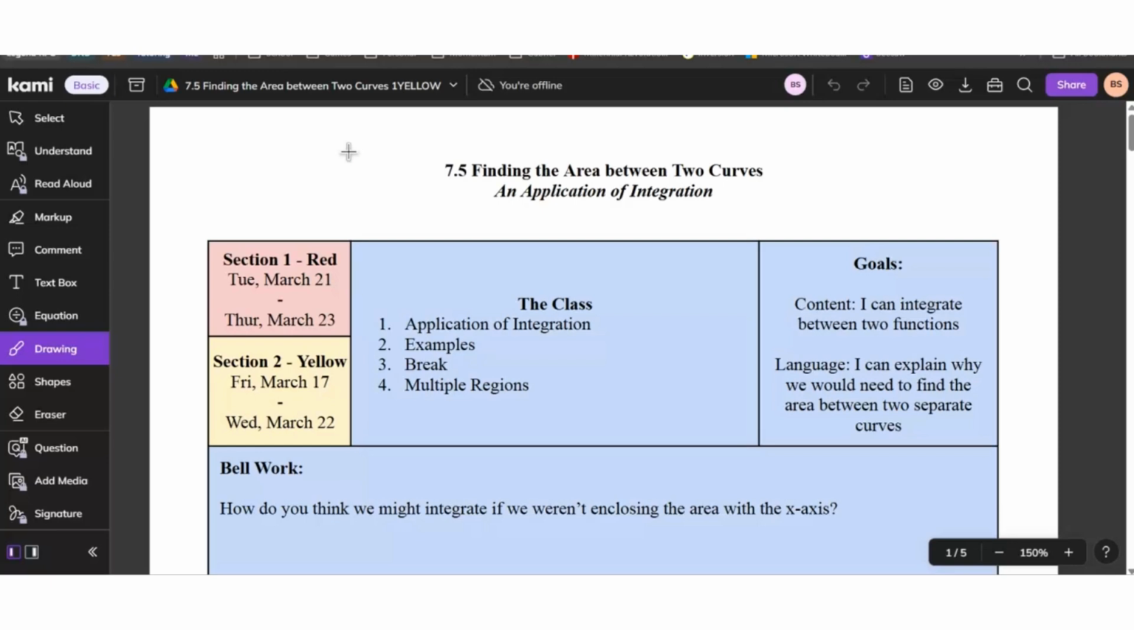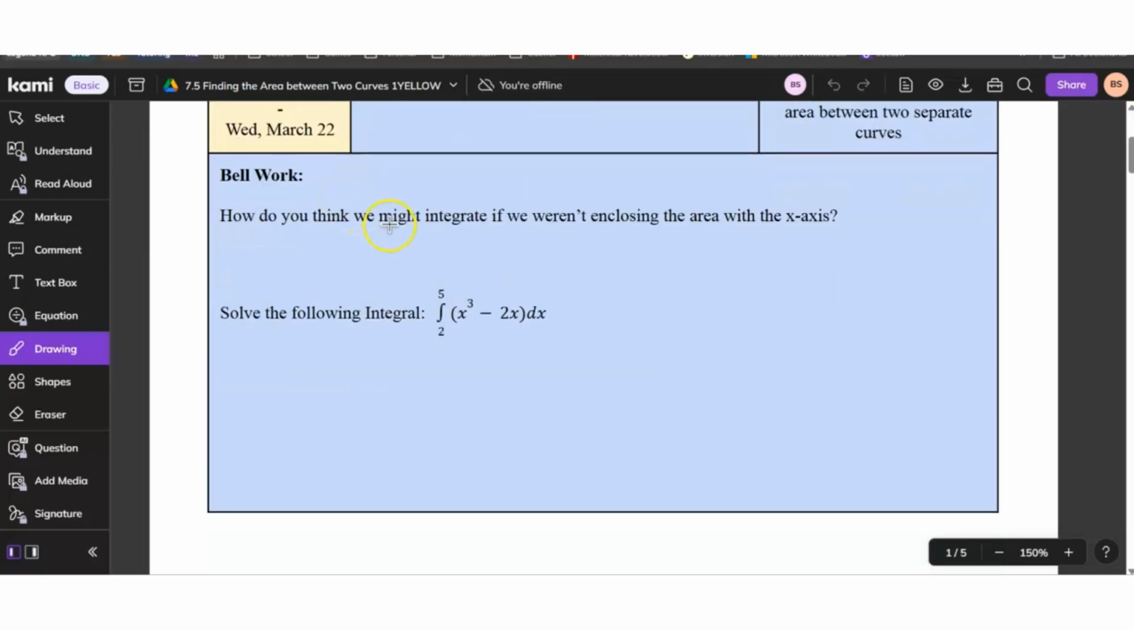Today we're going to do finding the area between two curves. So instead of integrating between the x-axis and a curve, we're going to go from curve to curve. How do you think we might integrate if we weren't enclosing the area with the x-axis? With a curve, or the y-axis, or another curve. I gave it away.